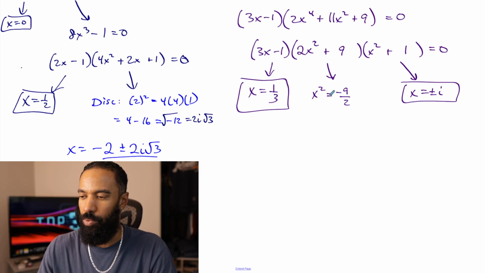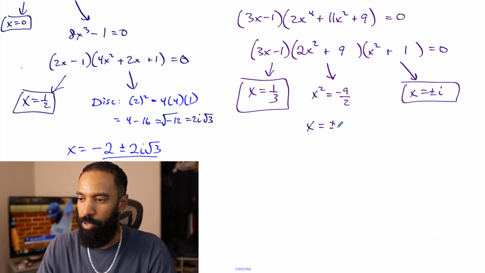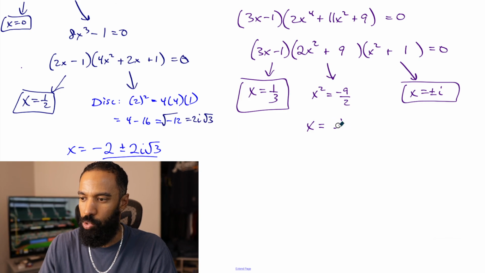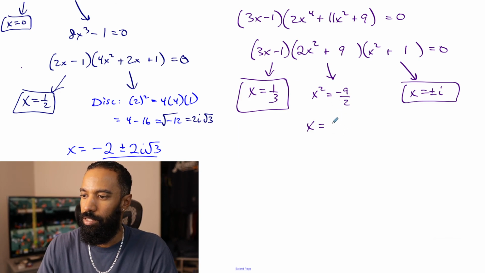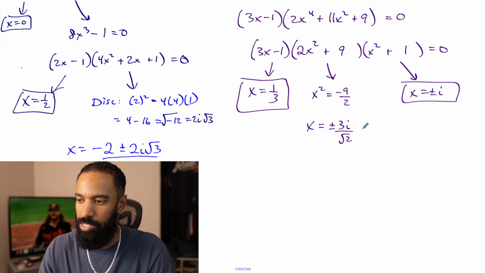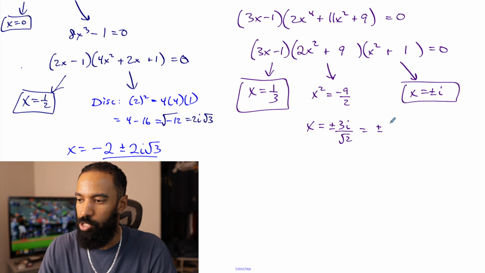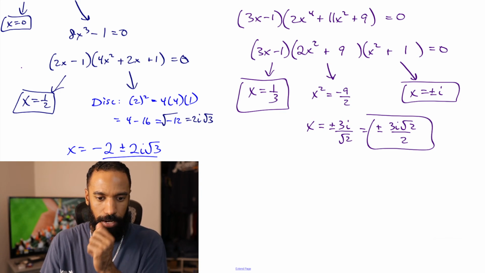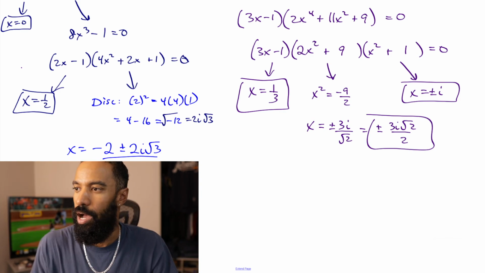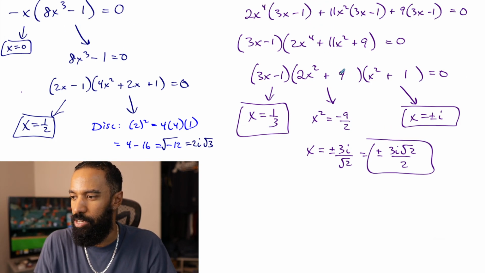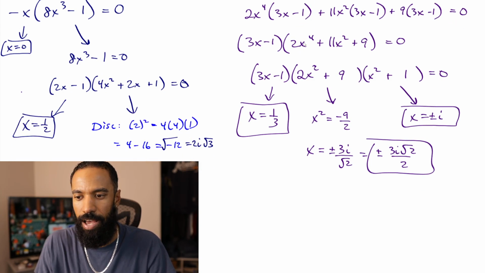All right, last two to do right here. Take the square root of both sides, you get plus or minus i. Square root of 9 is 3. Let me write that right now. Plus or minus 3i over the square root of 2. And when you rationalize that, multiply top and bottom by root 2, it's plus or minus 3i root 2 all over 2, like that. And that should be the last one, the last guy right there. Okay, so did I say 1/3? Yeah, 1/3, plus or minus i, plus or minus 3i root 2 over 2. That is 5 solutions there.